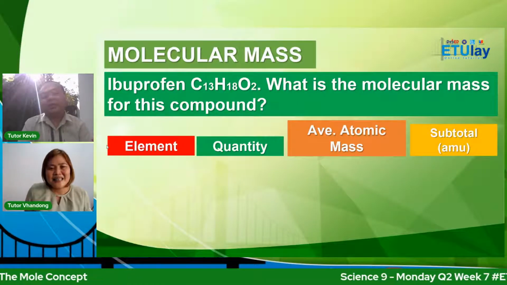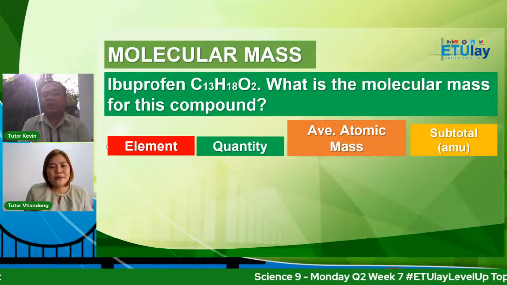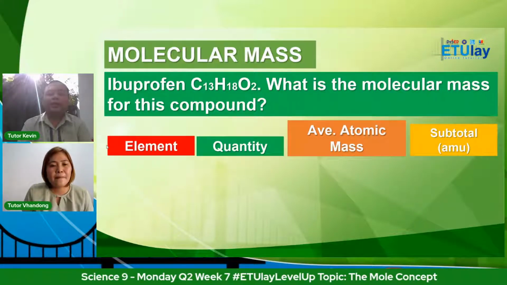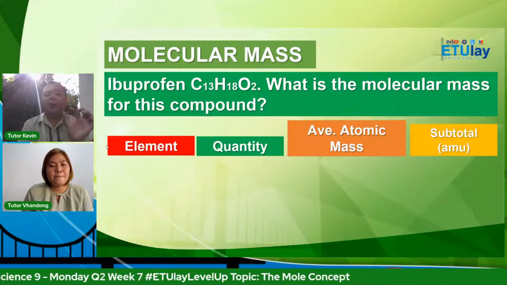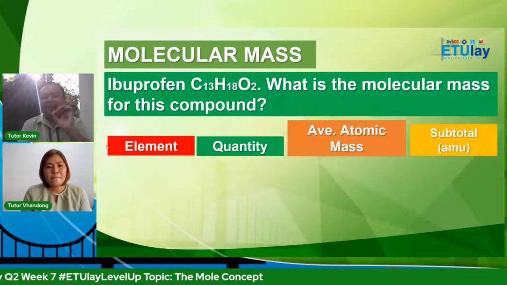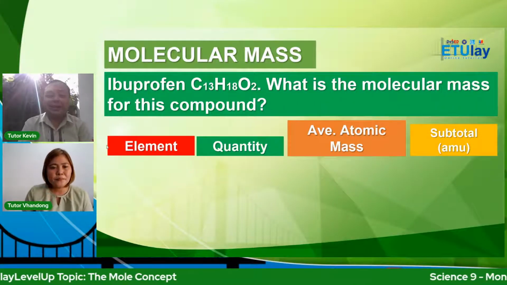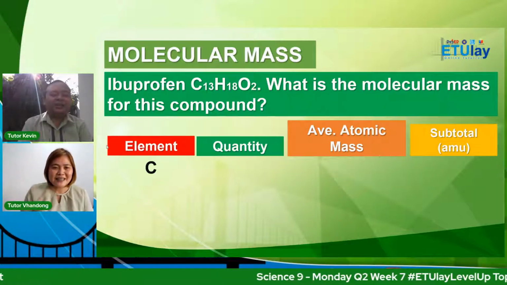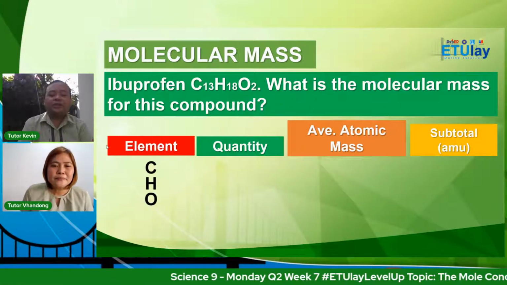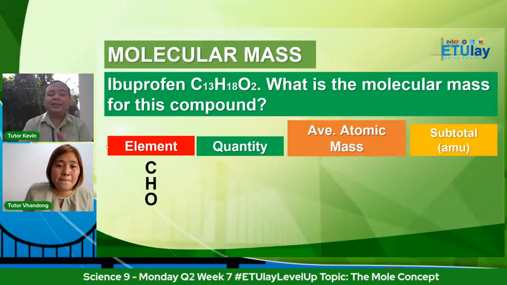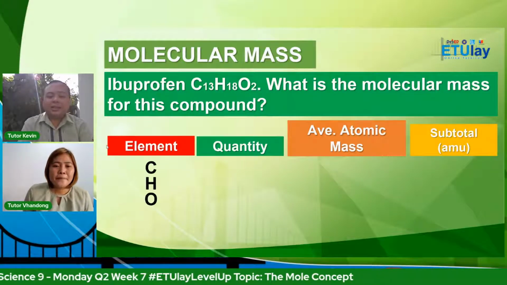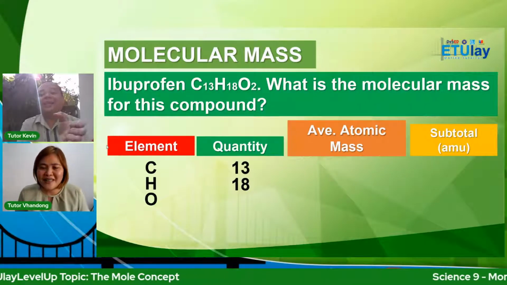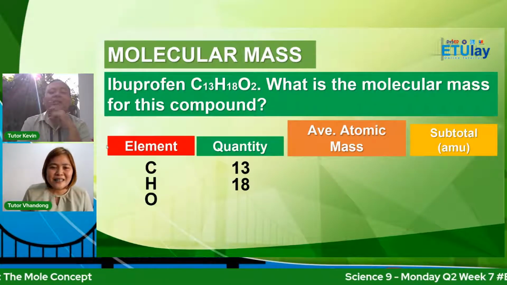Si ibuprofen, tingnan natin yung chemical formula, C13H18O2. Ang gagawin natin, learners, para makompute natin yung molecular mass ng compound na to, i-separate muna natin sila isa-isa. Kunin natin lahat ng elements: carbon, hydrogen, at oxygen. Ilan sila? Ilagay natin sa quantity. Sabi sa chemical formula, si carbon ay 13, si hydrogen 18, si oxygen 2.